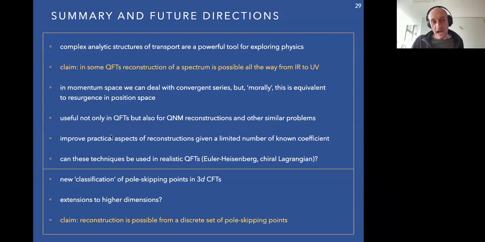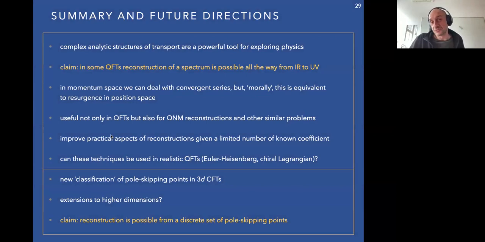As I showed you, I think this is useful not only for QFTs, but because these are essentially the same problems, also for quasi-normal modes, just from the point of view of gravity. And also for other algebraic problems, for example, in pure mathematics. I don't know, it's to be seen if this can actually be used for something there.